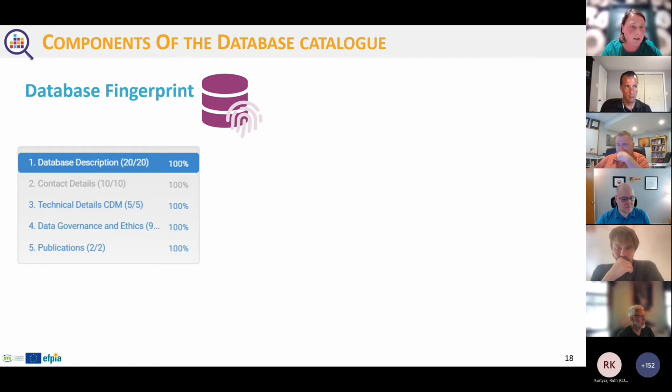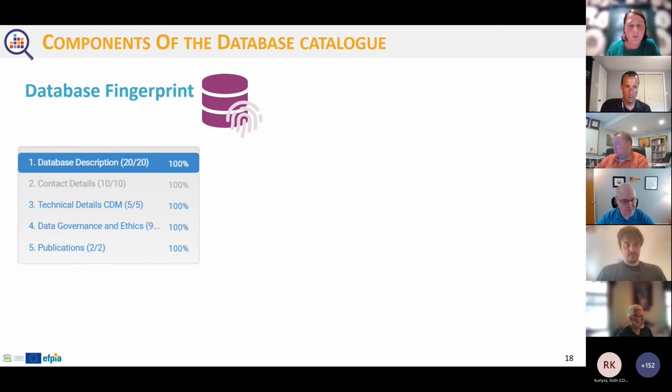Then we have the technical details that actually provide information about the status of the OMOP conversion, because as I said, there are different calls where the data partners have been selected. So they're also at different stages of their journey from being selected to really having their data fully converted to the OHDSI. And the technical details also entail some information about the database setup and the data release frequency, for example. Then point 4 is data governance and ethics.